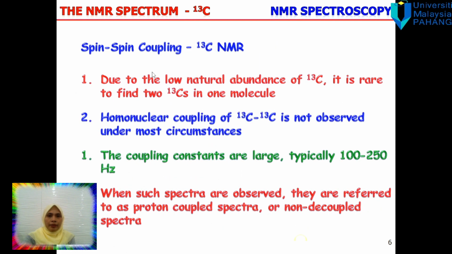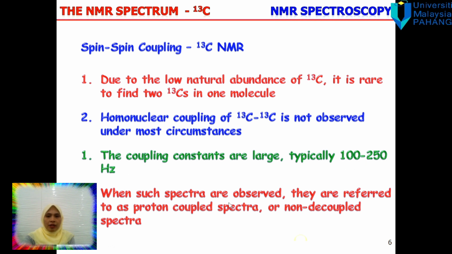In C13 NMR, there is no spin-spin coupling like what happens in proton NMR with the spin-spin splitting. Why? This is due to the low natural abundance of C13. It is rare to find C13 next to another C13 in one molecule. Homonuclear coupling of C13 is not observed. The coupling constants are large, typically 100 to 250 Hz.